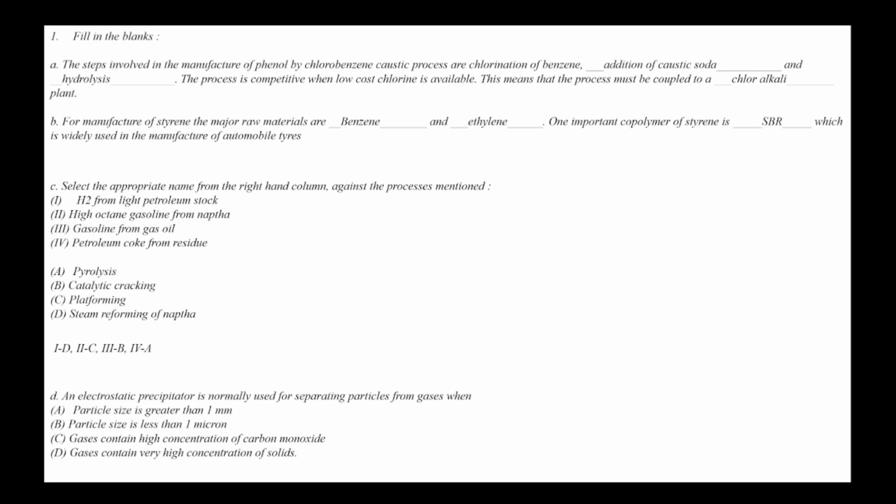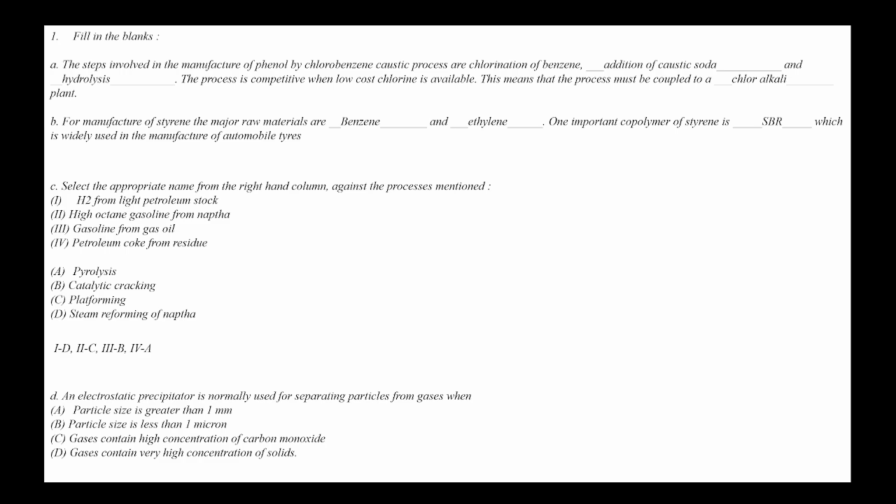Okay. Select the appropriate name from the right hand column against the process mentioned. H2 from light petroleum feedstock: D, steam reforming of naphtha. High octane gasoline from naphtha: C, platforming. Gasoline from gas oil: B, catalytic cracking, and petroleum coke from residue: pyrolysis.